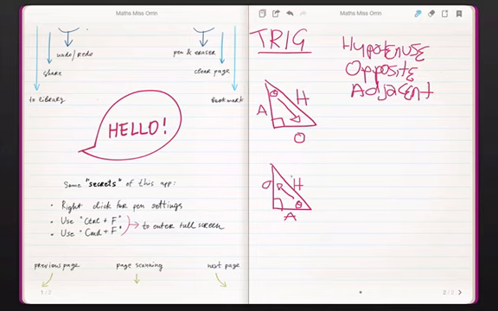So this is the important part. If you label your triangle wrong in the first place, you will end up with totally the wrong answers, okay? You must make sure you label your triangle correctly before you do any of your maths.